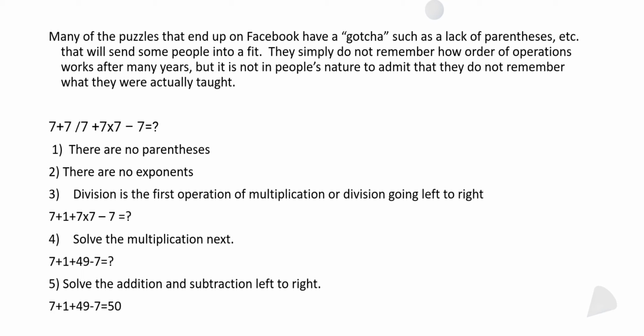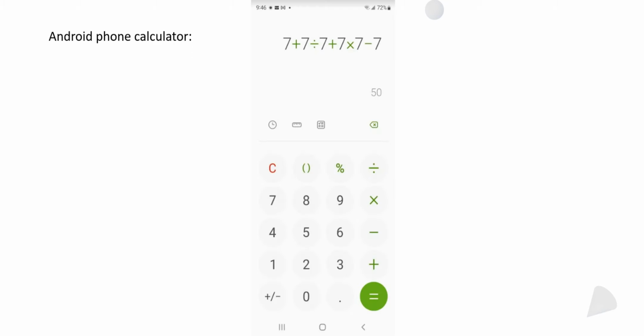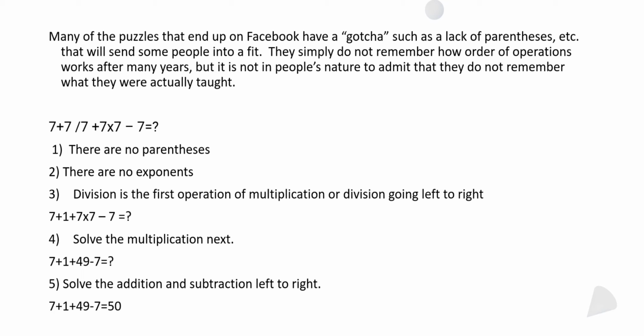Number 4, solve the multiplication next. So the multiplication shows up after the division in this problem, right? So we're going to do it next. 7 times 7 is 49. So now our problem becomes 7 plus 1 plus 49 minus 7 equals. Oops, I jumped ahead here. All right, we solved the multiplication, all right? So now we're just left with addition and subtraction.